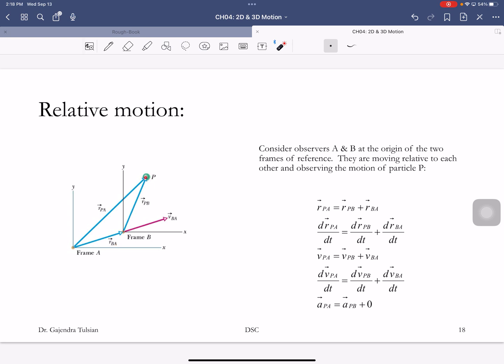Here's a particle. So here's a particle on which the force is being applied. Here's the position of the particle with reference to frame A. The position of the particle with reference to frame B. Okay? And here's the velocity of frame B with respect to frame A. Okay, you can see that RPA, this vector, is equal to this vector plus that vector. That's what RPA is, RPB plus RBA. Okay, so now you have an equation.